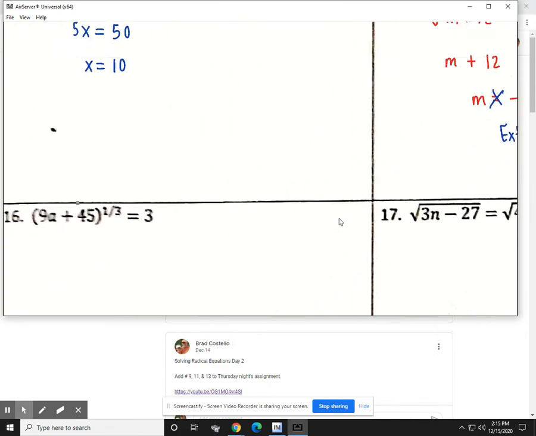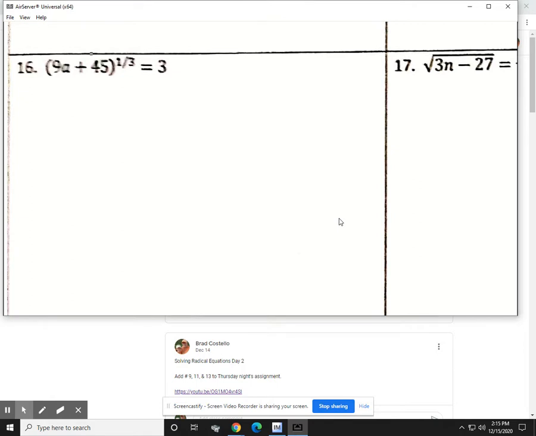All right, number 16. Number 16 is the exact same as far as the process goes. Remember, it's just written in what we call rational exponent form. See, it's raised to the 1/3 power. That really just means the cube root of, right? We've talked about that. The denominator is the root, cube root of.